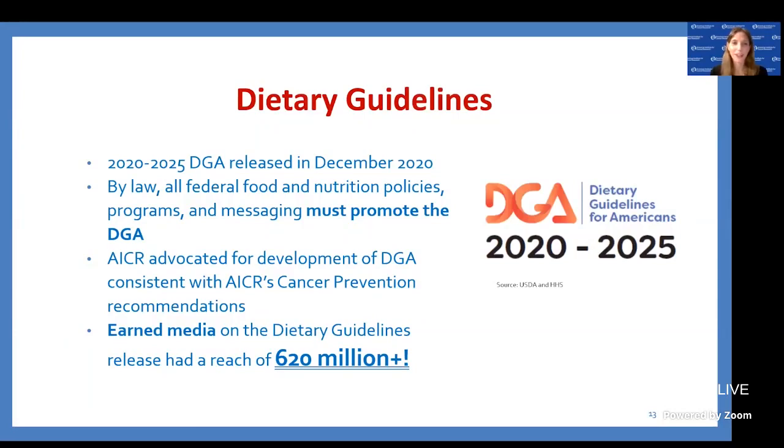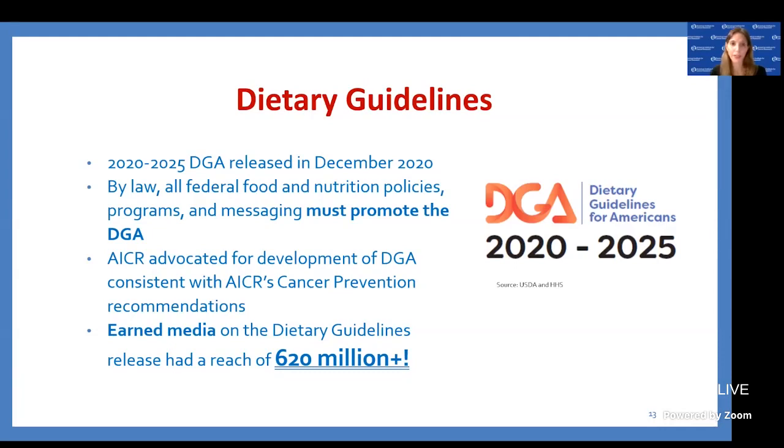Our next priority area is the U.S. Dietary Guidelines. And by law, the Dietary Guidelines must be updated every 5 years, and all federal food and nutrition policies, programs, and messaging must promote the Dietary Guidelines. So given the importance of them, AICR was closely engaged in advocating that the 2020 to 2025 dietary guidelines, which were just released last December, align with AICR's research related to dietary patterns in cancer and to alcohol in cancer.